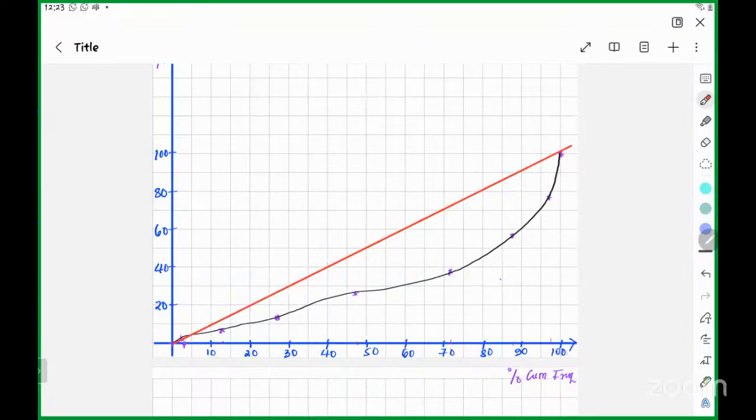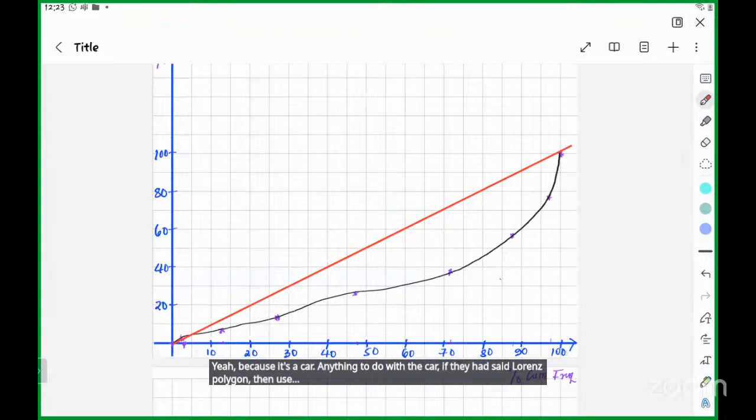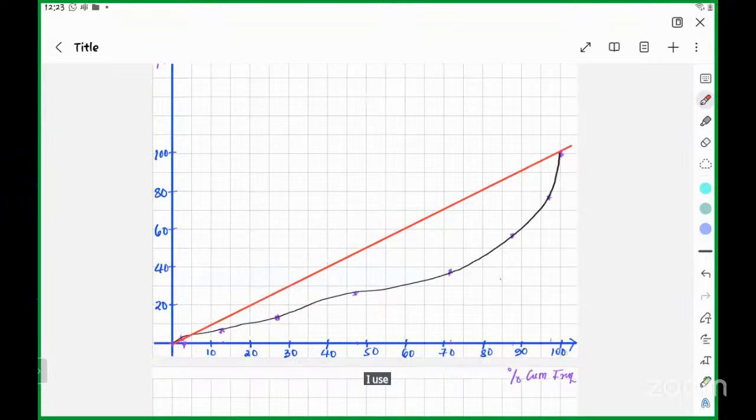Yeah, because it's a curve. Anything to do with a curve, if they had said Lorentz polygon, then I use a straight line.